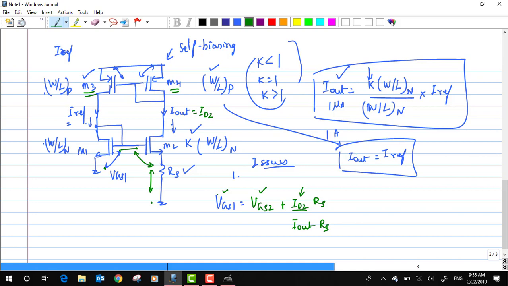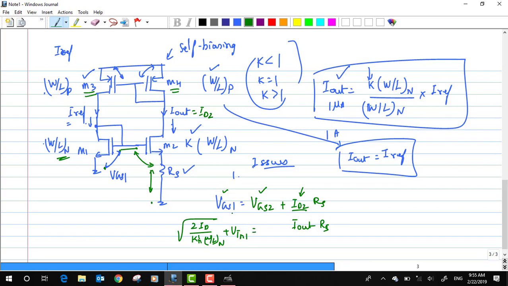While evaluating this VGS, I'm going to use this formula, because I know that these transistors will be operating in the saturation region, and I'm going to assume that the value of lambda is equal to 0. It's an ideal transistor. Based on this assumption, I can write the value of this VGS to be equal to square root of 2ID divided by Kn dash times W by L of this N. And I also have to add the factor of Vt of NMOS, okay.